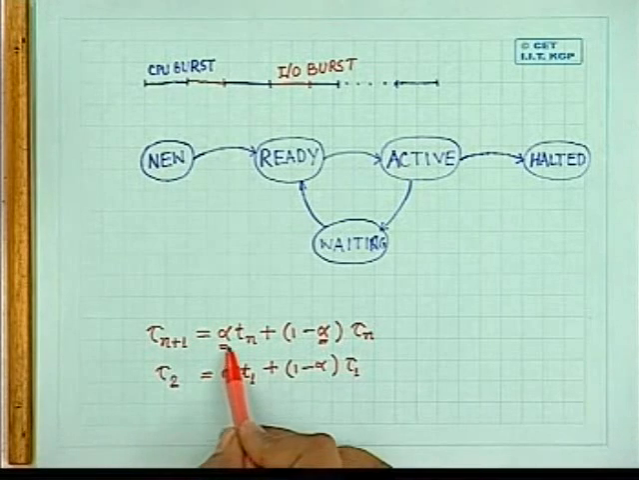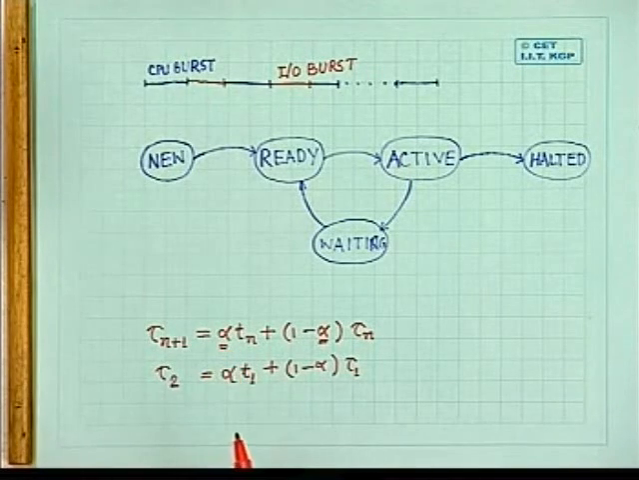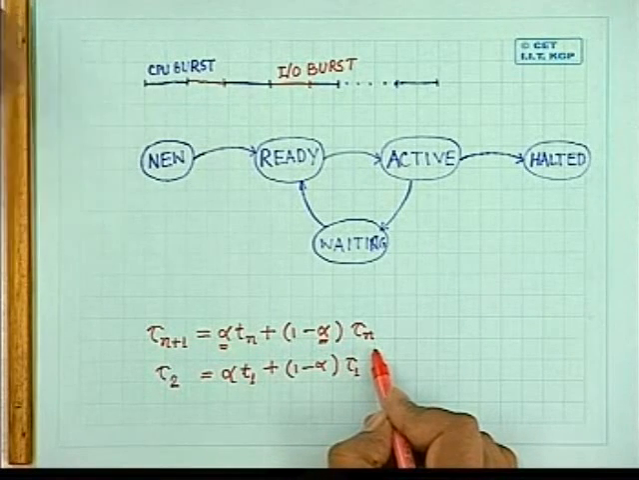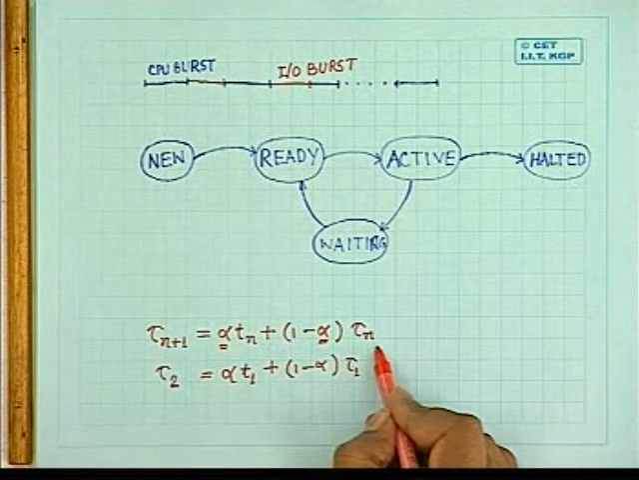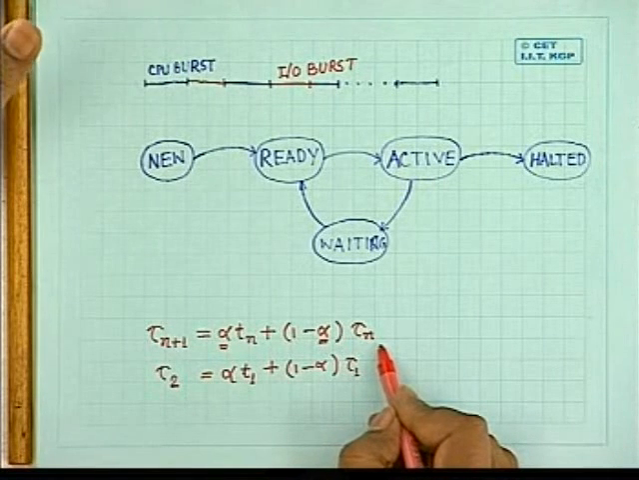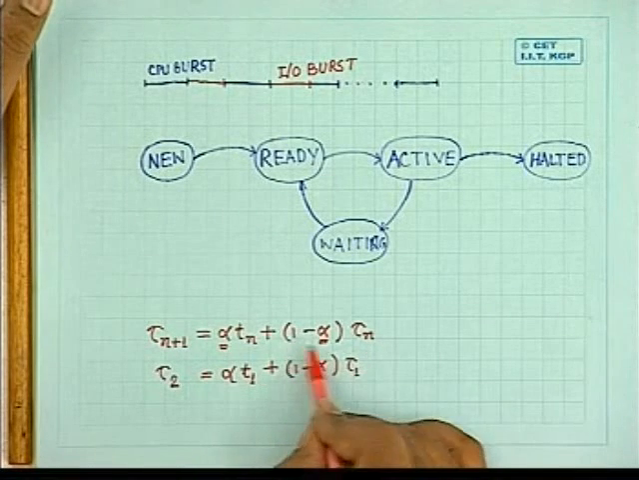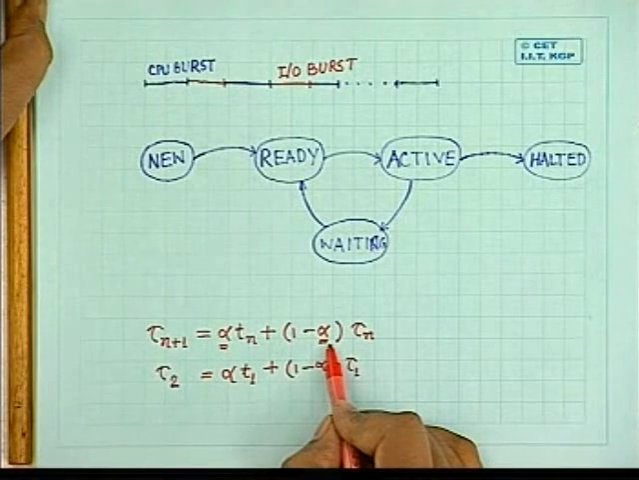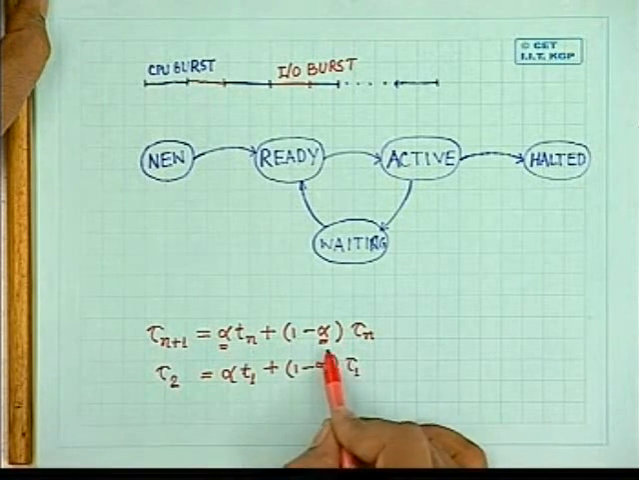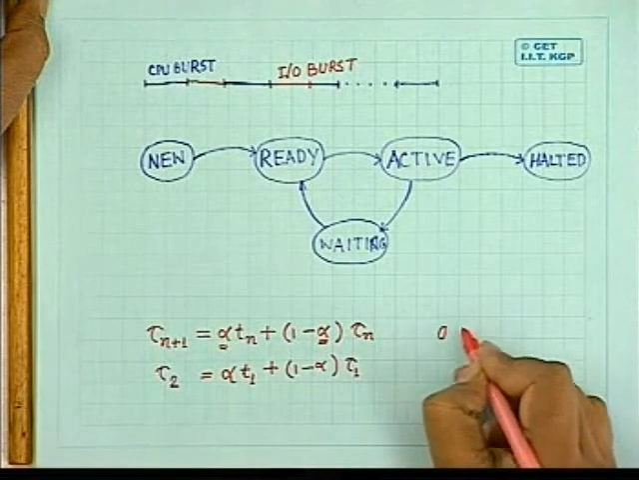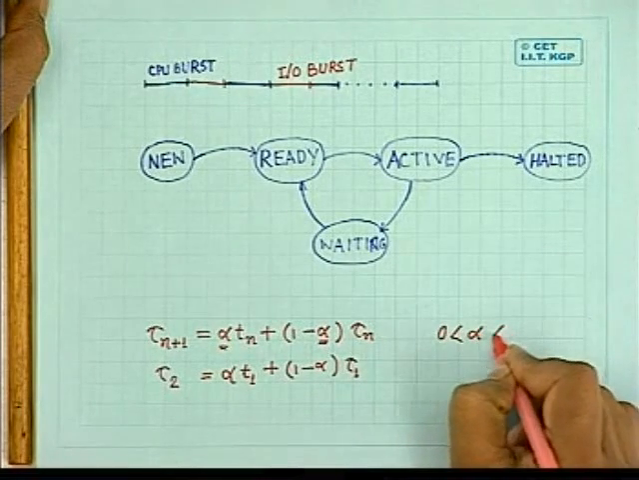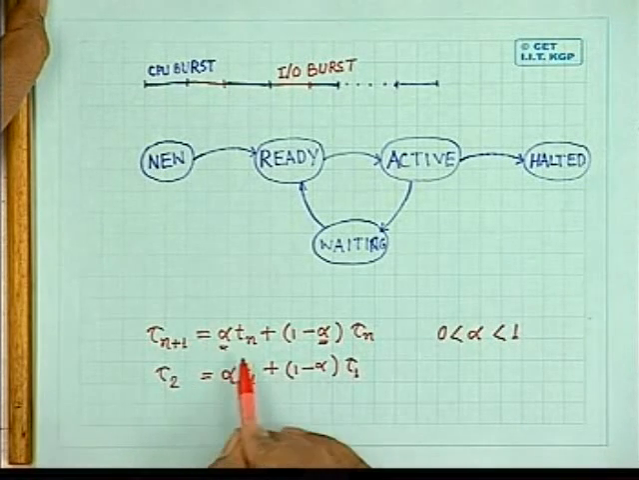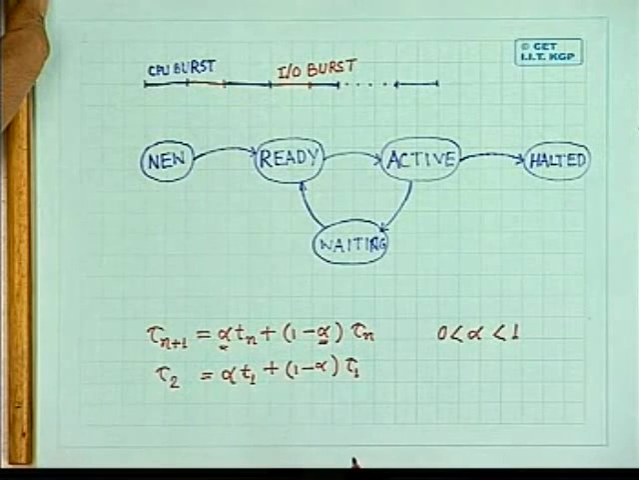On the other hand, if I set alpha equal to 0, in that case tau n plus 1 becomes equal to tau n. That is, if the previous predicted time was 4 milliseconds, I assume that the next CPU burst time will also be 4 milliseconds. So these are the two extreme cases, when alpha equals 1 or alpha equals 0. The usual practice is you choose a value of alpha between 0 and 1, so that you can have a proper mix of the immediate past and past history of the job.